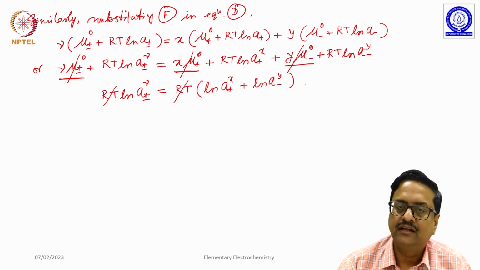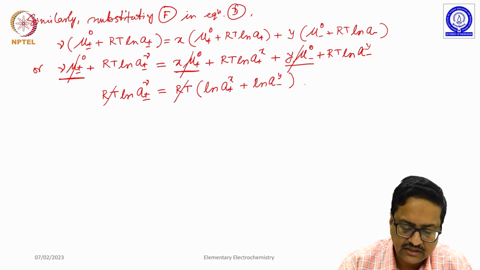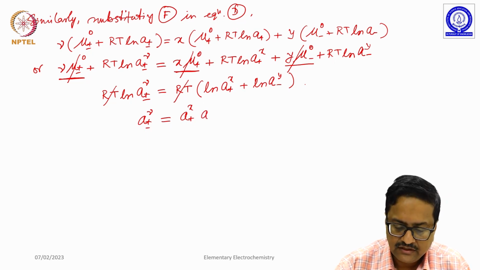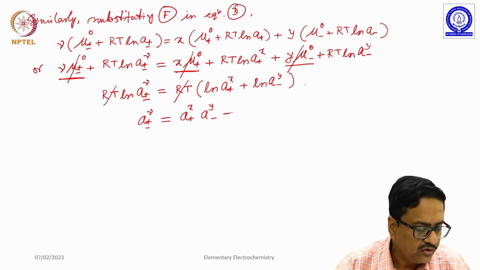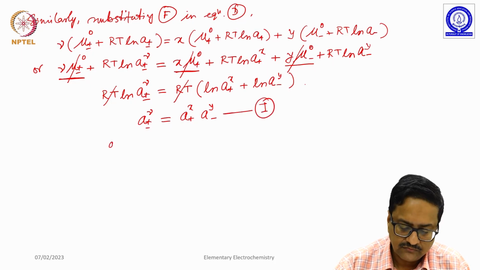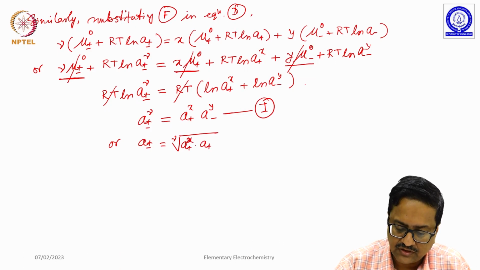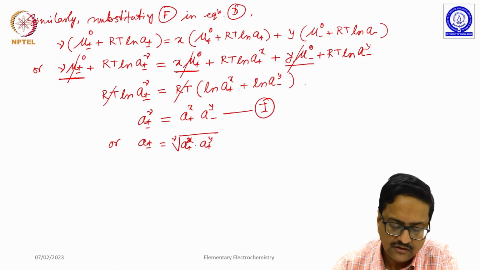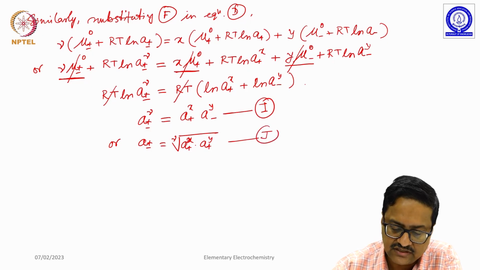Or we can remove RT now and you can simply write A plus minus to the power nu is equal to A plus to the power x and A minus to the power y. We write this equation as the equation I. Further, one can write that A plus minus is equal to nuth root of the product of A plus to the power x into A minus to the power y, right, and we write this equation as J.